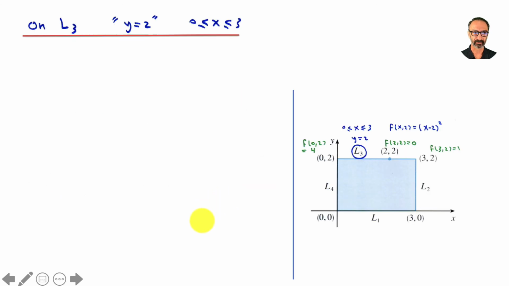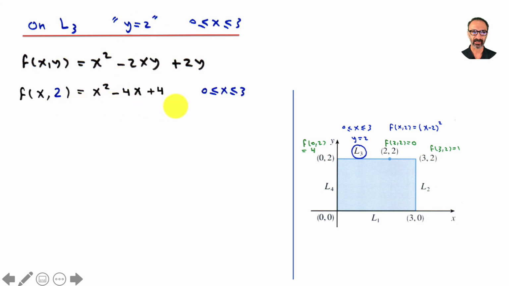Let's go to L3. On L3 we have y equals 2 fixed, and we have x between 0 and 3, including 0 and including 3. Here's my function. We're going to force y to be 2 and simplify. Well, this is a parabola. Between 0 and 3, it's not increasing all the way, and it's not decreasing all the way. This is a parabola that goes like this. So we have to look also for the vertex.